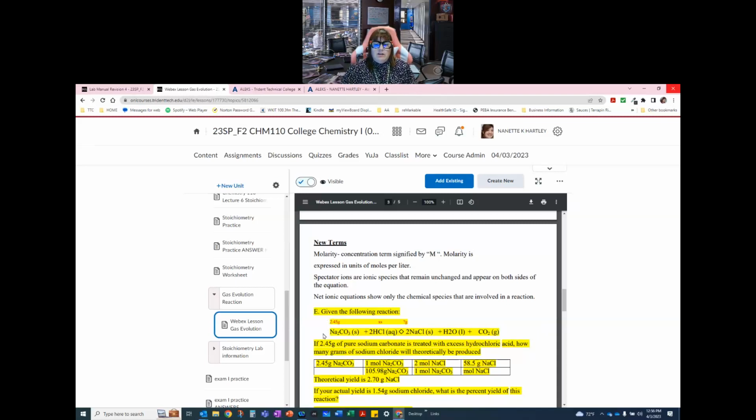Okay, if we start with 2.45 grams of sodium carbonate, it's treated with excess hydrochloric acid, how many grams of sodium chloride will theoretically be produced? So we're doing a theoretical calculation based on the amount of Na2CO3 that we started with. So that 2.45 is converted to moles of Na2CO3. We then convert from there to moles of NaCl and then multiply that by the mass so that we can get a theoretical mass that should be produced, 2.70 grams.